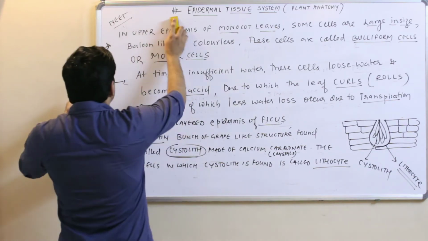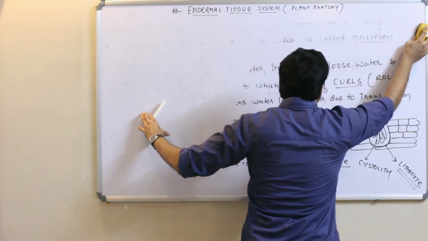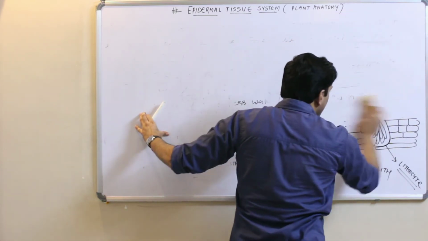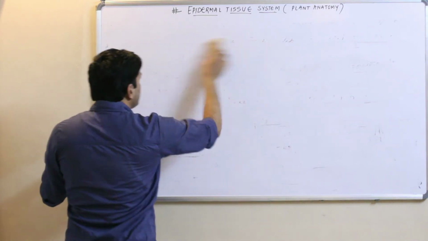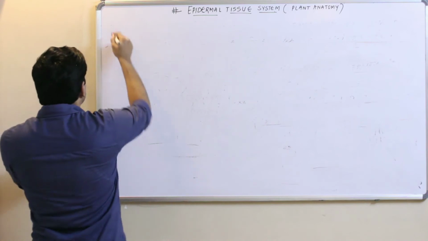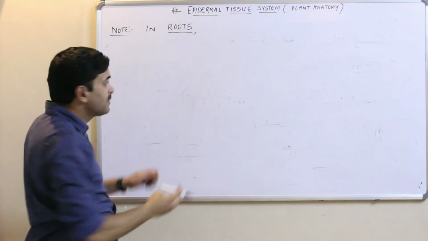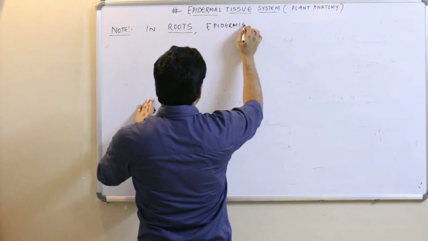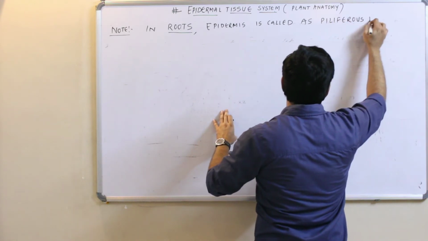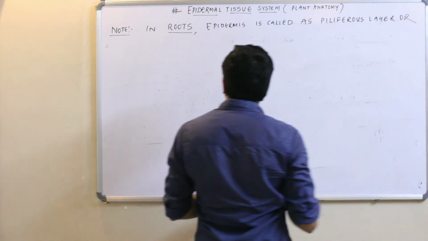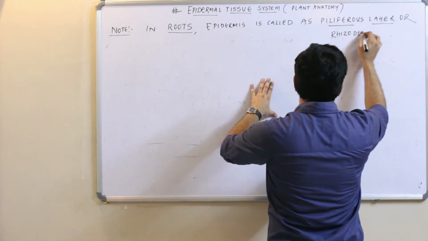Now remember one thing, that in the case of roots, we never use the term epidermis. Instead we use the term rhizodermis or piliferous layer. Remember this. I am putting a note here that in roots, the epidermis is called the piliferous layer, or rhizodermis.